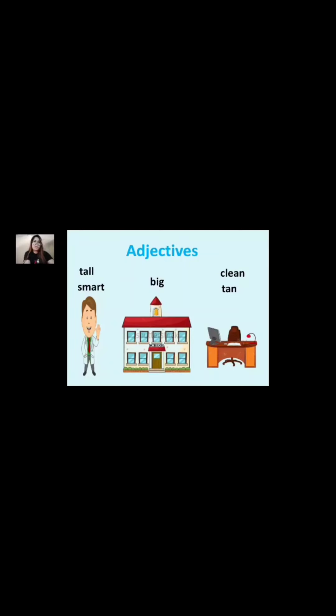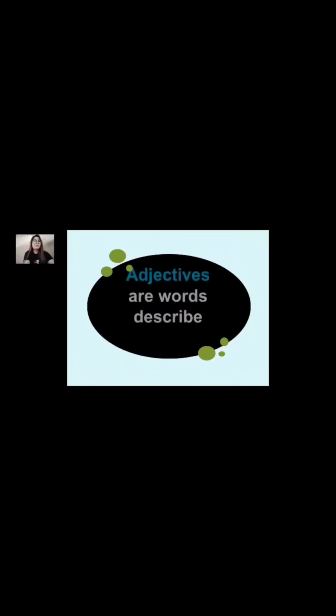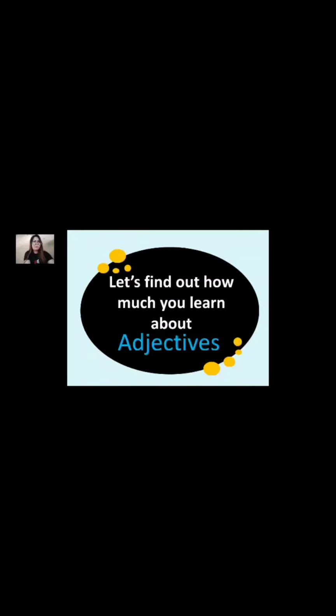All these words that you see are adjectives: tall, smart, big, clean, and tan. Alright? So, adjectives are pretty fun. All you have to remember is adjectives describe nouns. So again, adjectives are words that describe nouns.